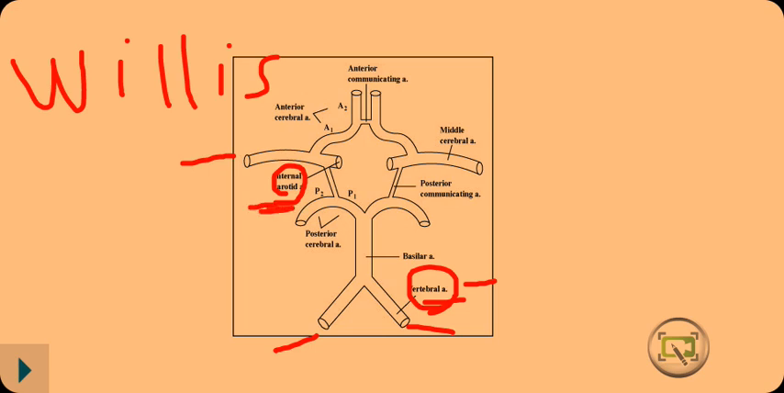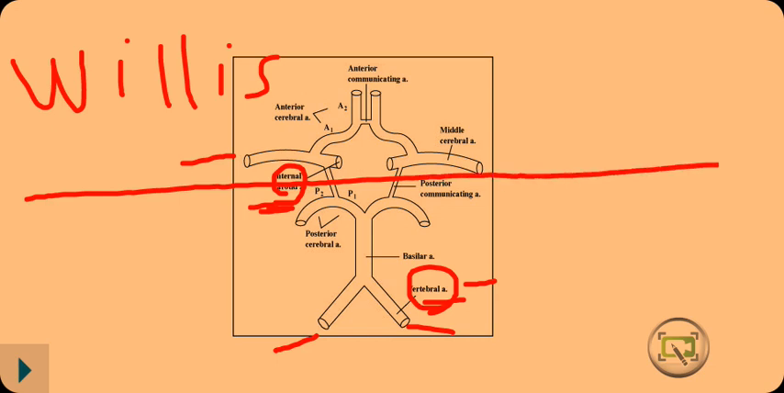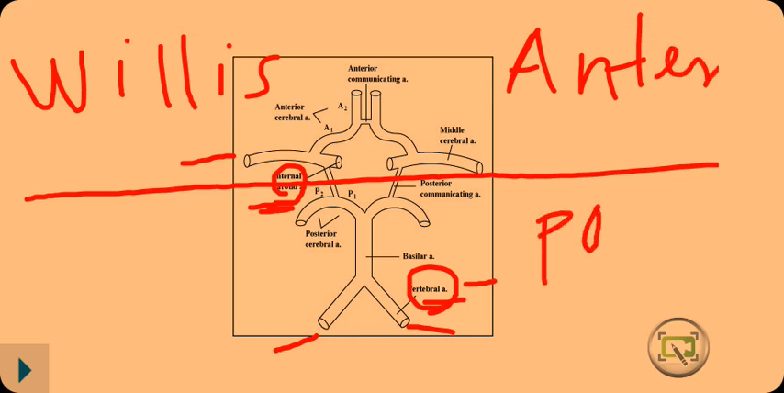For us to understand how the circle of Willis is formed, we divide it into two. We'll divide it like this. We have the anterior part and the posterior part, just like that. Let's first discuss the anterior part. The anterior part has the internal carotid artery, which is this one. Please follow me properly for you to understand.